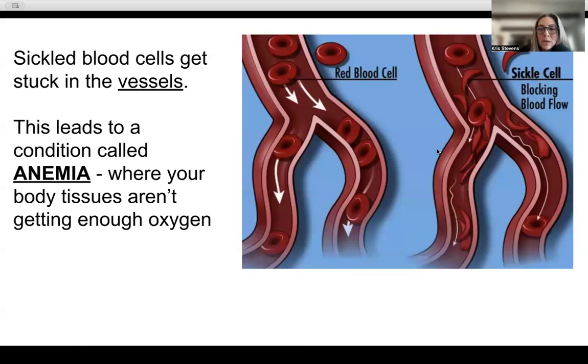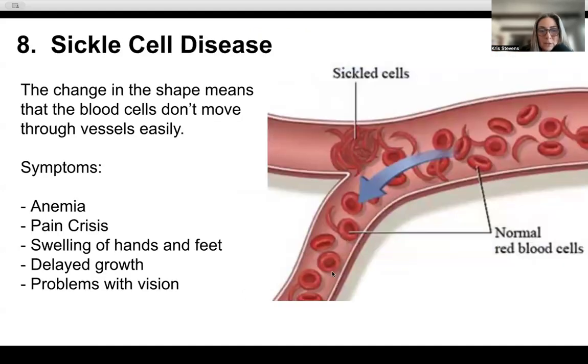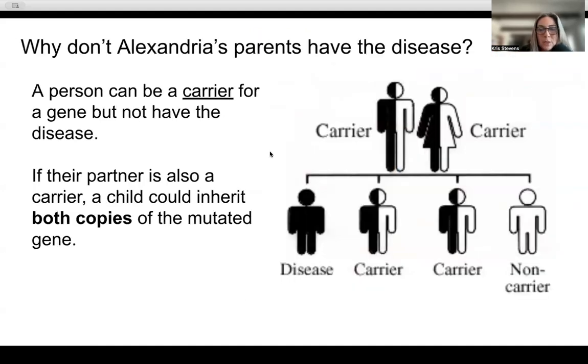Sickle cells get stuck, and this just shows you an example. Sickle cell disease, some more information. Why don't Alexandra's parents have the disease? Your answer here would be because they're carriers. So in order to have it, the offspring needs to not just be a carrier, they need to have both copies of the mutated gene. And that is our last part. Thank you.